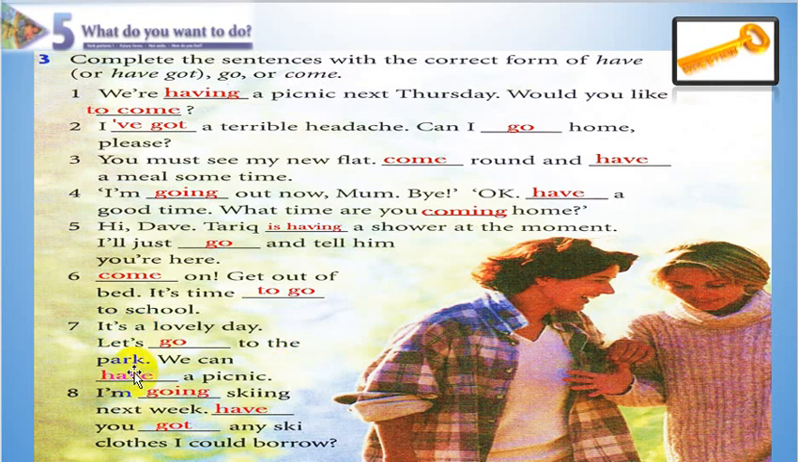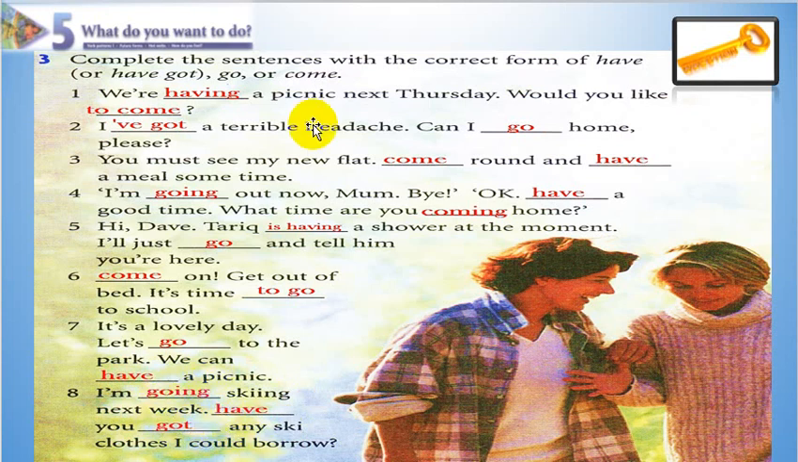Let's go to the park. Let's usually comes before go. Let's go to the park. We can have a picnic. Have a picnic is also an expression. Okay. Have a picnic. I'm going skiing. Go skiing is also an expression meaning to go skiing. Next week. I'm going skiing next week. Have you got any ski clothes I can borrow? Have you got, meaning do you have? Okay, because this is informal speech.